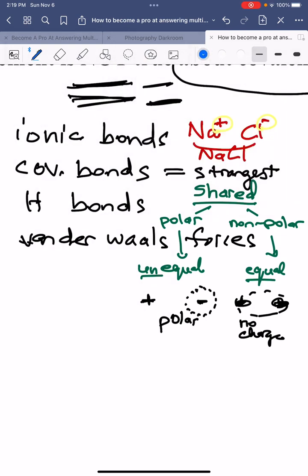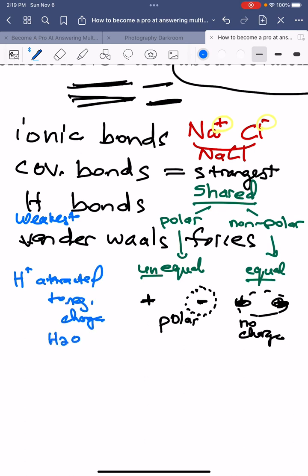Hydrogen bonds, we learned in class, are the weakest type of bond, and those typically form between molecules where there is a hydrogen ion that is attracted to a negative charge. So this is often discussed in water as an example. There are many hydrogen bonds in water. You could also have some hydrogen bonds in a DNA molecule, for example, between the nucleotide bases. So this is definitely our weakest bond because they're easily formed and easily broken.